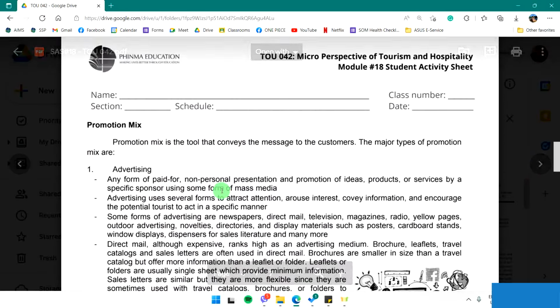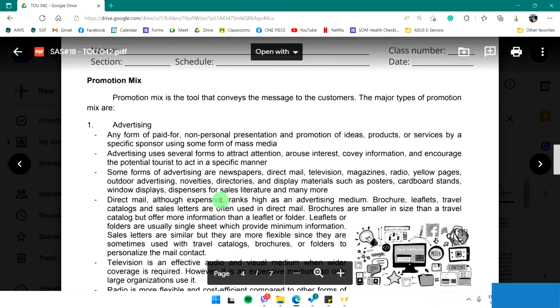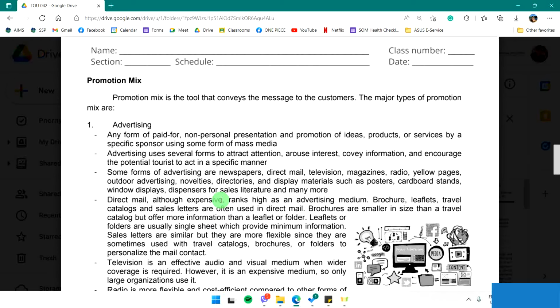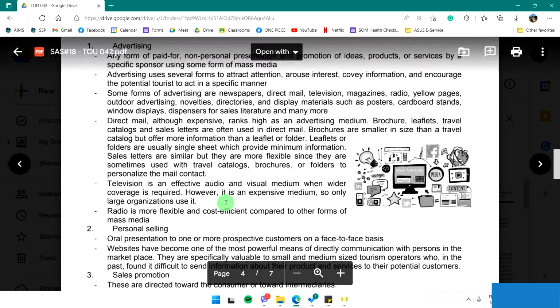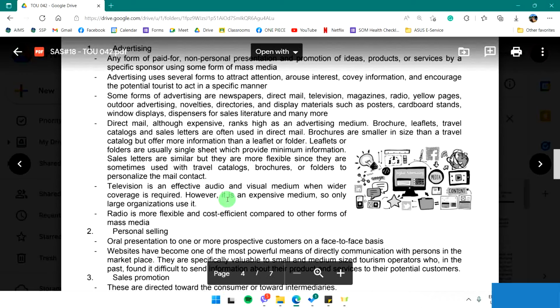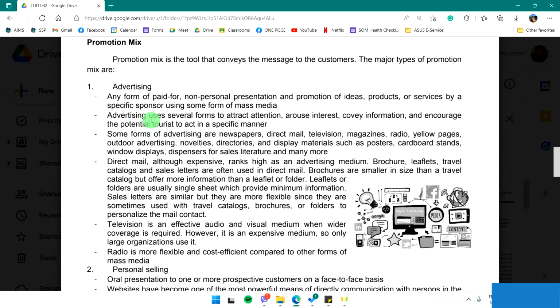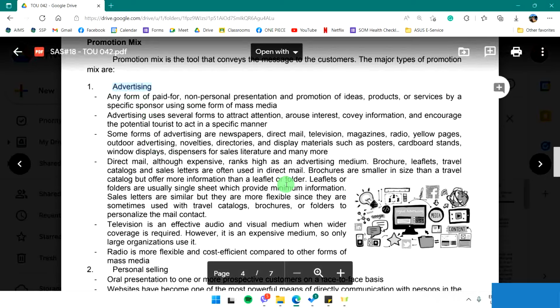Now, let's go with promotion mix. When we say promotion mix, ito po yung mga tools. Ito yung sinasabi natin na medium kung paano natin i-deliver ang ating message sa ating receiver. And there are many kinds of ways here included in this module. But basically, everything is comprised of advertising.